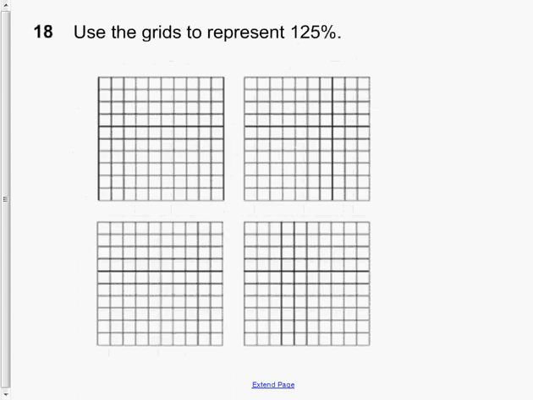For 125%, you would have to take, I'll take my highlighter here, this whole thing and shade that whole thing in for 100%. And then for 25%, 10, 20, oh, I went 26%, but you get the idea, 25%.